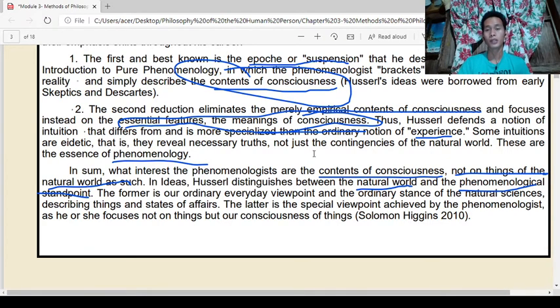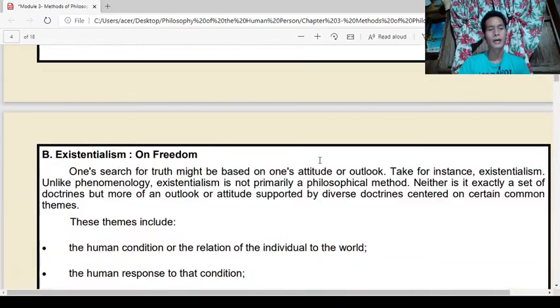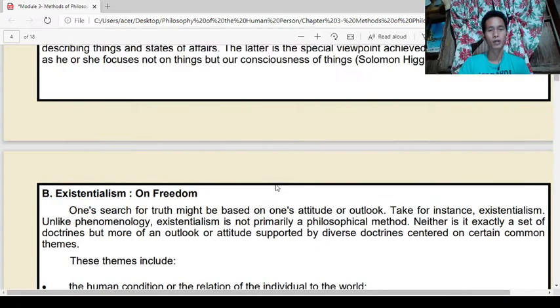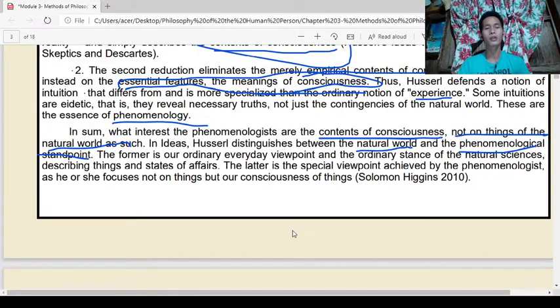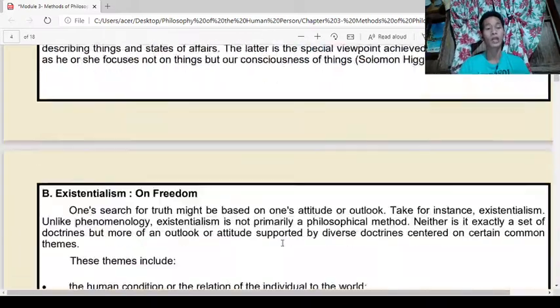That is phenomenology. Later also, I will be uploading a video presentation about phenomenology for you to further understand what phenomenology is all about.